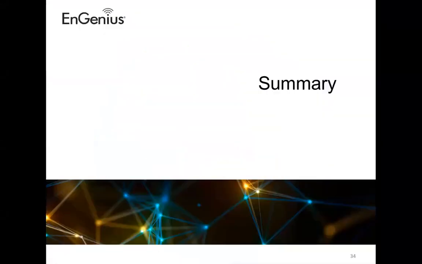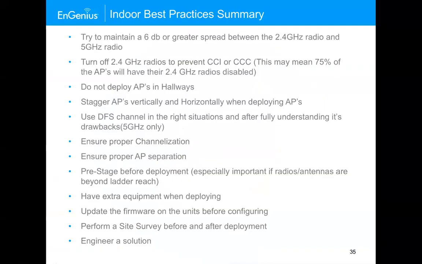Okay, let's go over some summaries. For the indoor best practices summary, try to maintain a 6 dB spread between the 2.4 and 5 gigahertz radios. Turn off the 2.4 gigahertz radio to prevent co-channel interference or co-channel contention. This may mean you have to turn off 75% of the APs' 2.4 gigahertz radios. You're still going to have 5 gigahertz on. I'm just going to disable 2.4.